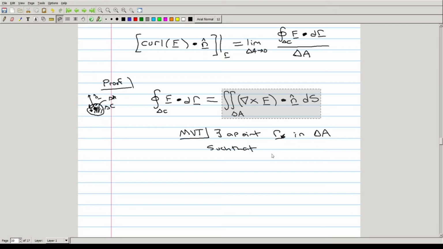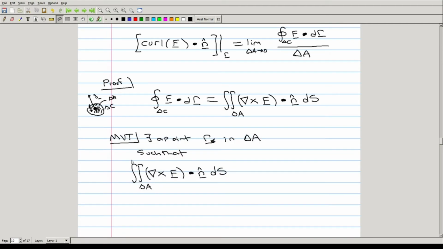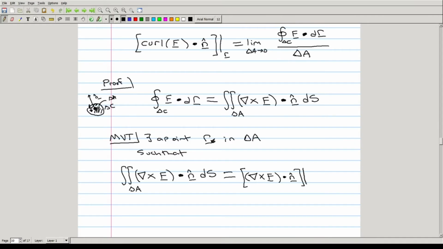this double integral right here is going to be exactly equal to the integrand, which is the curl of f dotted with n hat, evaluated at this point r star, times delta A.